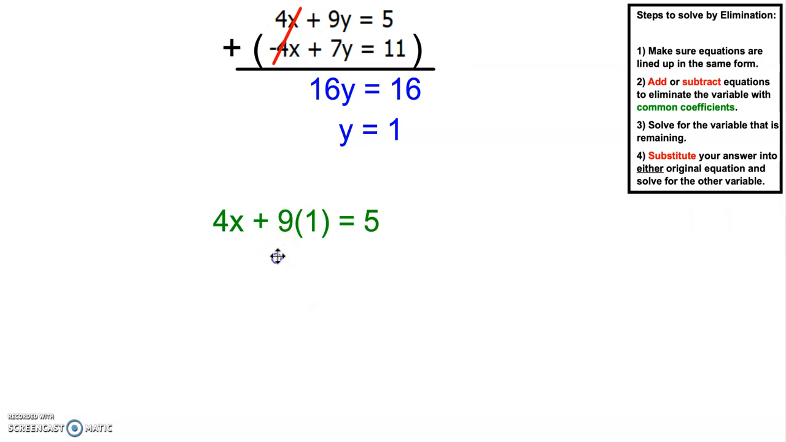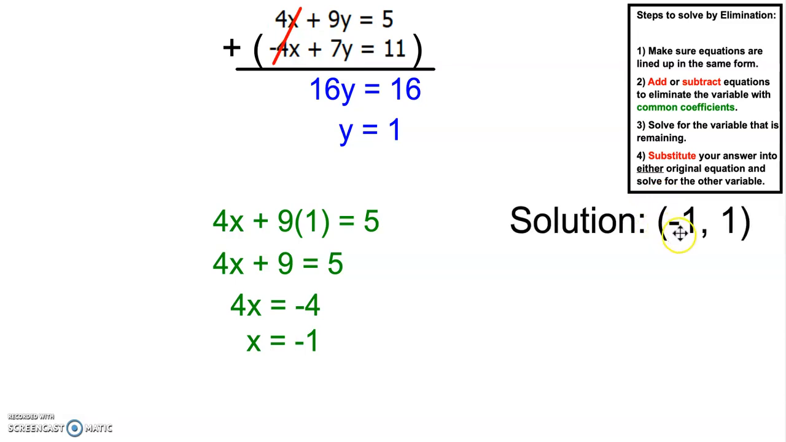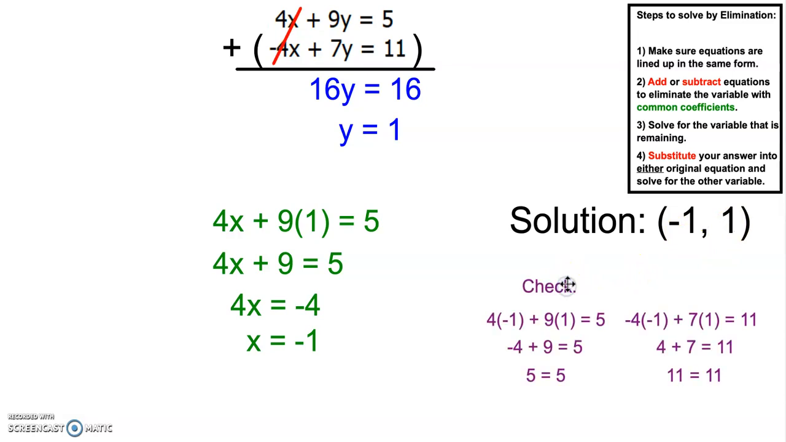So 4x plus 9 is equal to 5. Subtract 9 from both sides and divide by positive 4. So our solution should be the coordinate -1, 1. And when we check our work, we do get true statements at the end. Notice that the numbers for both equations don't have to be the same. We just have to have true statements. 5 is equal to 5 and 11 is equal to 11.